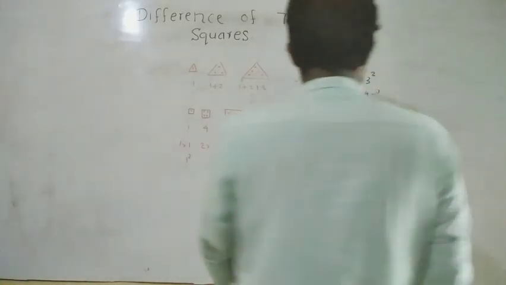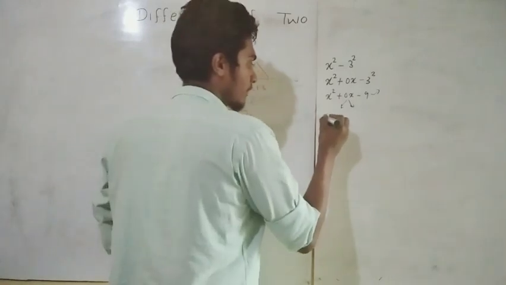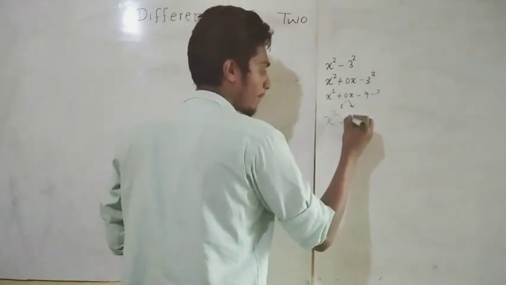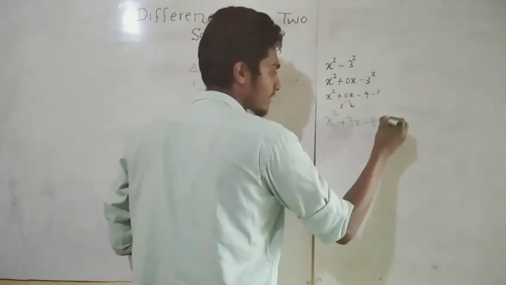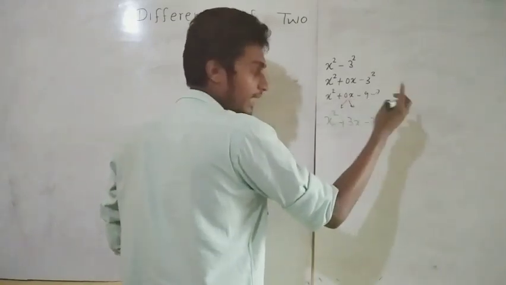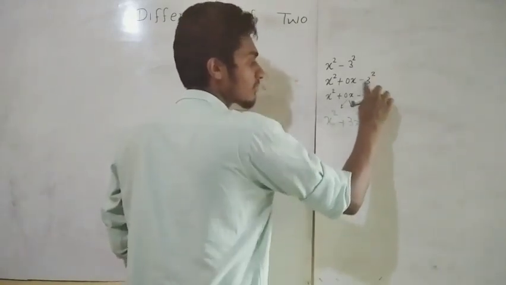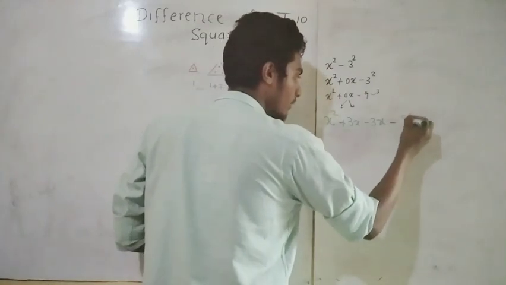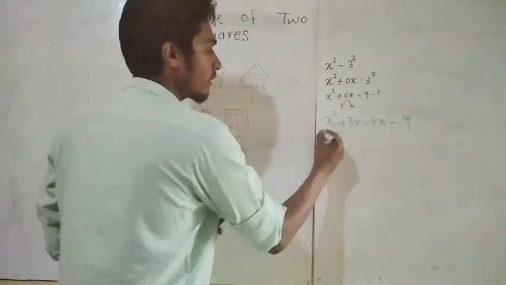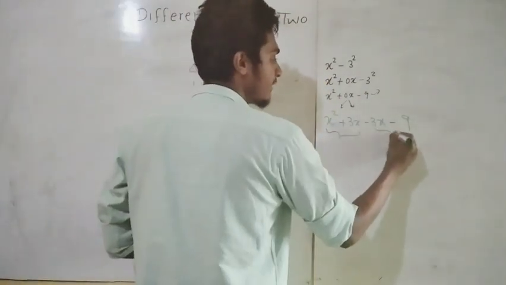Alright. So you are going to get x squared plus 3x minus 3x, right? 3 minus 3 is 0. So you are getting it, right? 3 into minus 3 is minus 9, right? So you are having minus 9 also. Now take these two together and these two together.